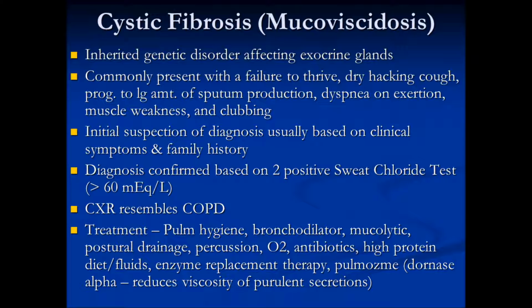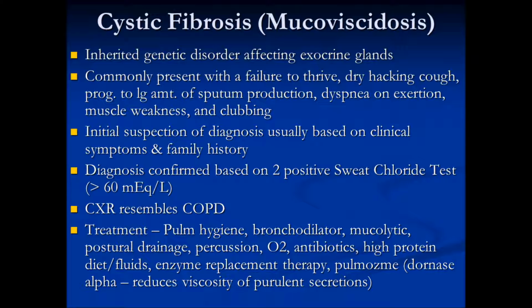Commonly present with a failure to thrive, one of the common signs that will be listed, but failure to thrive in and of itself does not always equal cystic fibrosis. You must have the other things that are listed here. So failure to thrive, dry hacking cough. This next one is a telltale sign, progressive to large amounts of sputum. These patients, the sputum is so thick that it's like nothing you've probably ever seen before until you've dealt with cystic fibrosis patients. They will have dyspnea on exertion, muscle weakness, and clubbing due to the chronic condition.